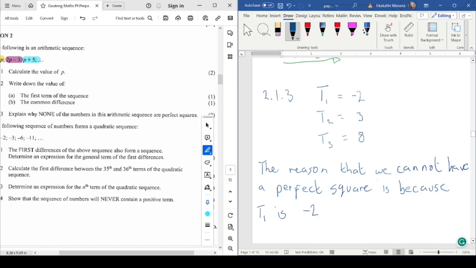If maybe T1 was minus 1, then we can have a perfect square, because minus 1 plus 5 would give you 4, and 4 is a perfect square. But this whole thing has to do with T1. If T1 is a different number, then we can get a perfect square if it's minus 1. But since it's minus 2, then we can never have a perfect square. Well, I hope you understood.